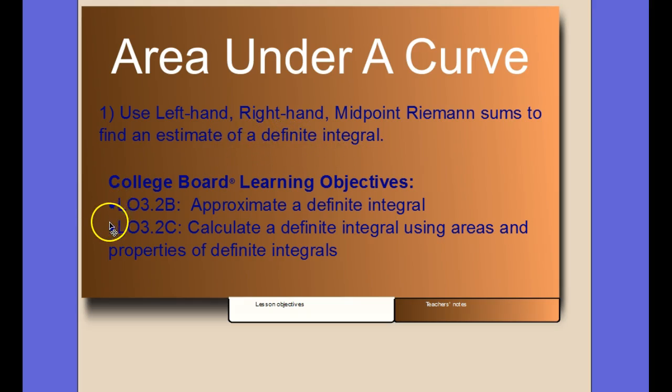And so the two standards that we're going to be addressing from the College Board are approximating a definite integral and calculating a definite integral using areas and properties of definite integrals.